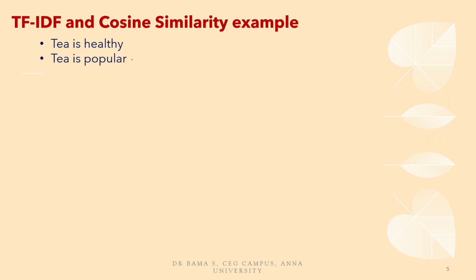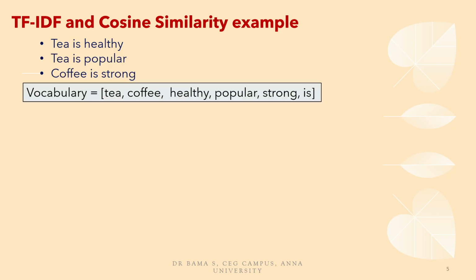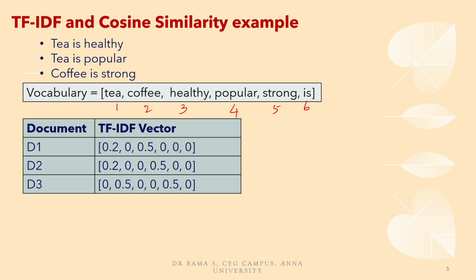Let us take the same example that we did before, where tea is healthy, tea is popular and coffee is strong. Take these 3 examples, and from these 3 examples this is the vocabulary that we have. We have around 6 words, and for the 6 words, suppose assuming that the TF-IDF vector we have calculated comes to these values. These values may be different. This is only for representational purpose.